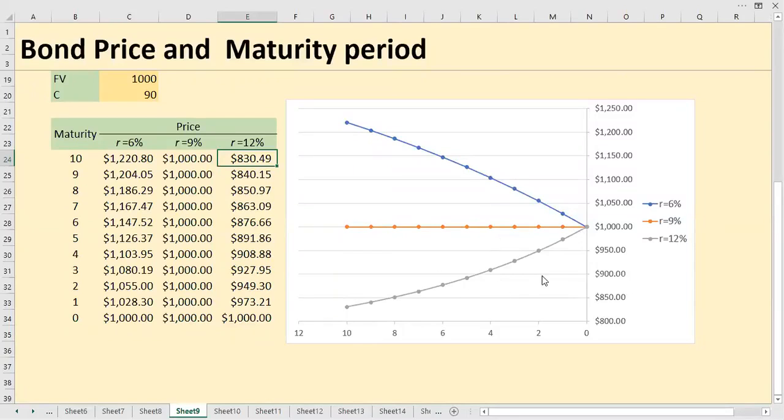So this is what happens as the maturity period is reached by the investor. If you are starting at a higher required rate of return than the coupon rate, that means in the future there is a tendency for your price to decrease. If you are starting at a lower required rate of return than the coupon rate, there is a tendency for your price to increase.